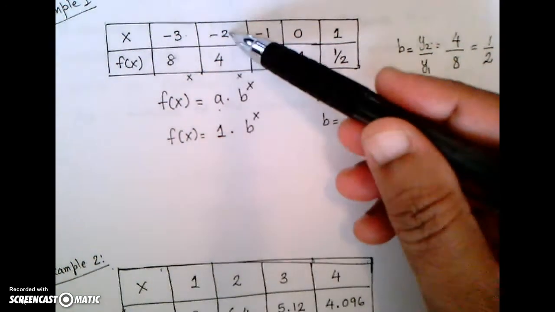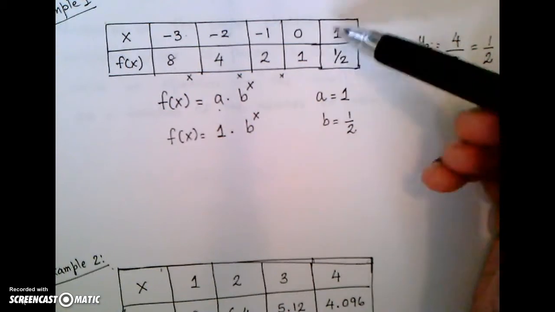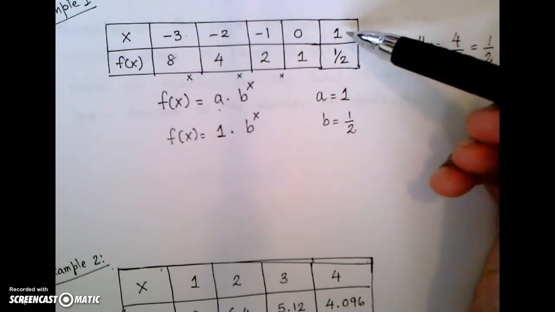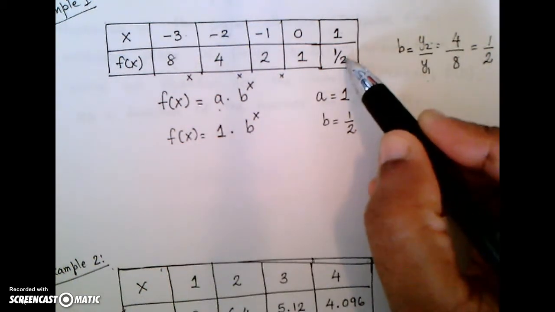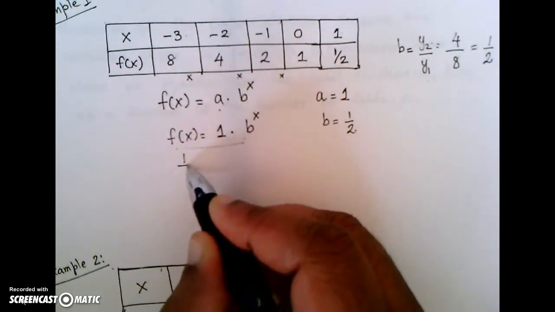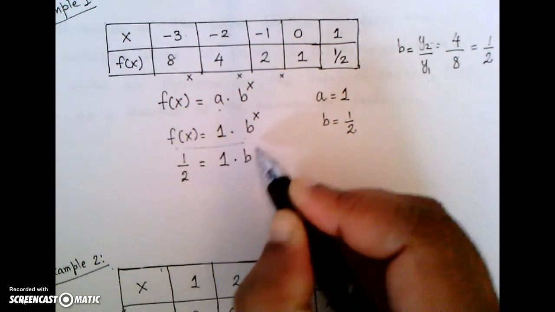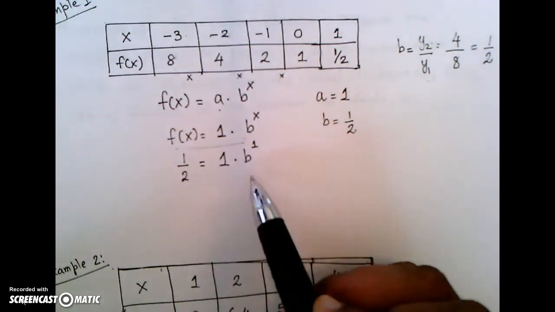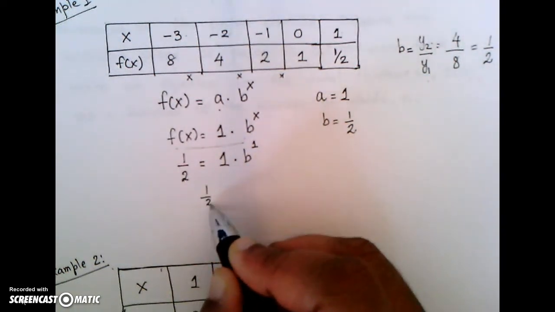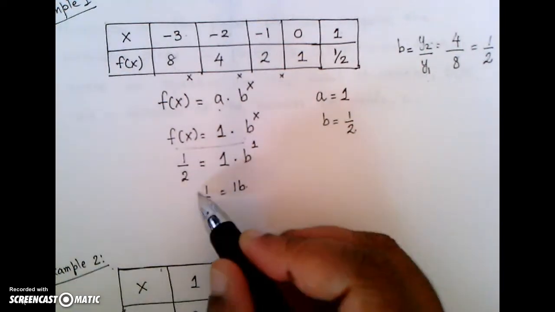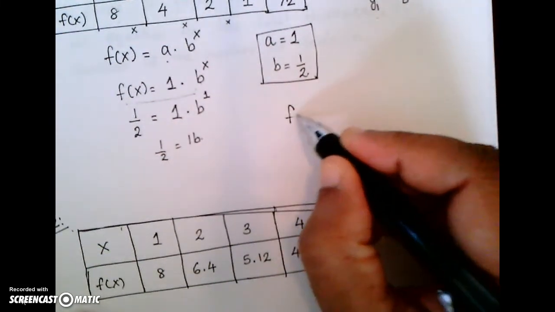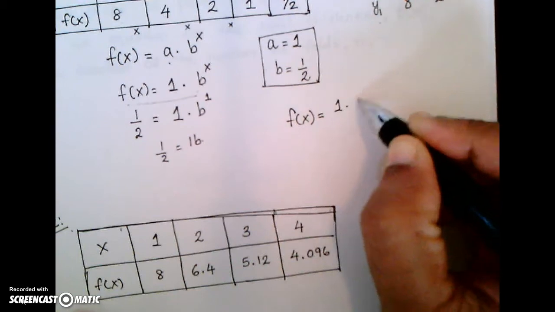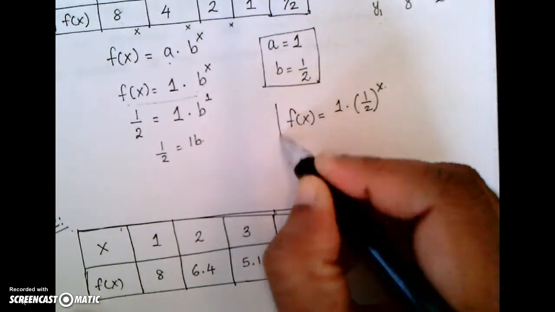Or I could take a point and plug it in. I'm going to choose this point. It's easy because it gives me a power of 1. When x is 1, y is half, right? So y is half, b I don't know, and x is 1. So b to the power of 1 is b. So half is 1b, or b is half. So I know b is half and a is 1. Now I can go ahead and write my function. My function is f of x equal to 1 times half to the power of x. So that's my function that is associated with this set of table values.